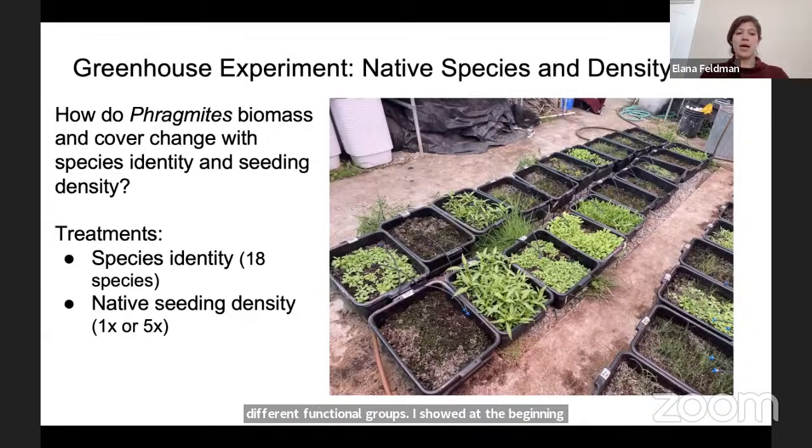And I planted them at two different densities, either a low density or a high density, which I call here 1x and 5x. So 1x is just the density that land managers in Utah are already using, and 5x is 5 times that amount. And you can see from this picture right off that seeding at a higher density made a big difference in some of these tubs. Some species did a lot better than others.